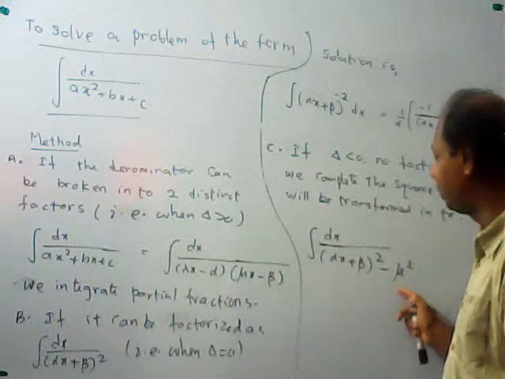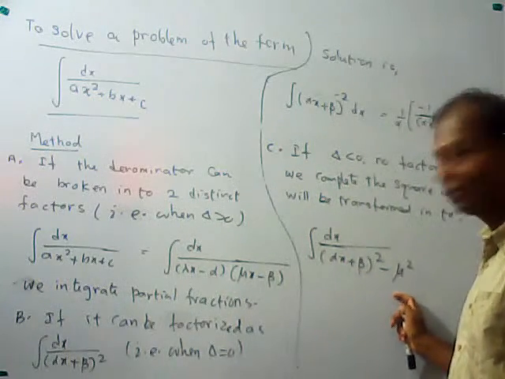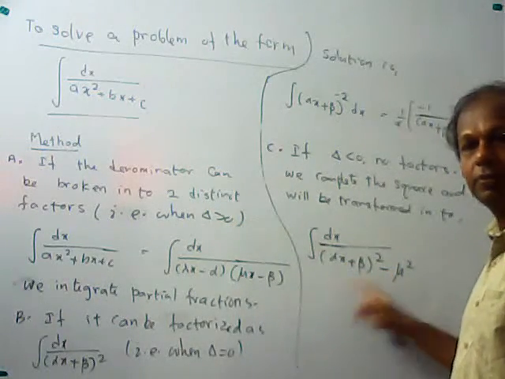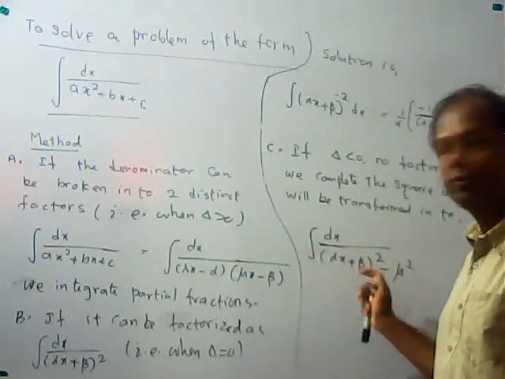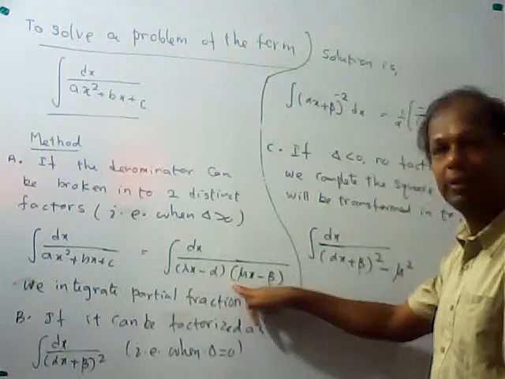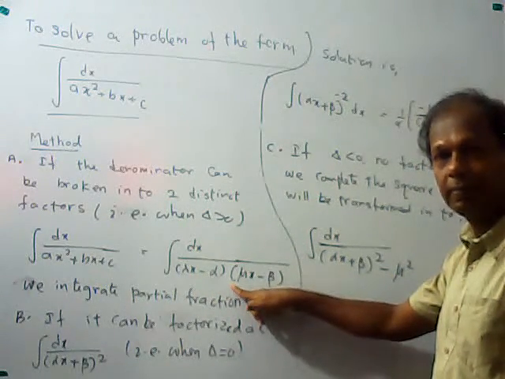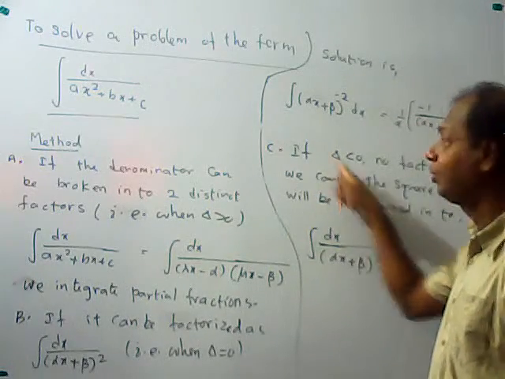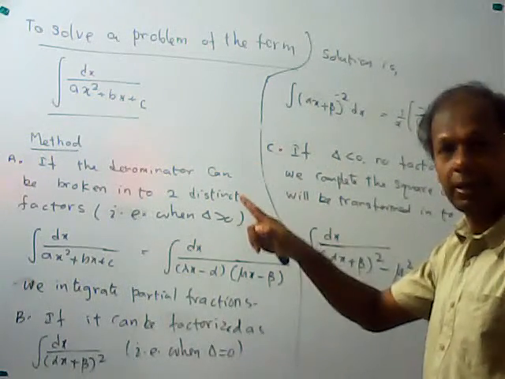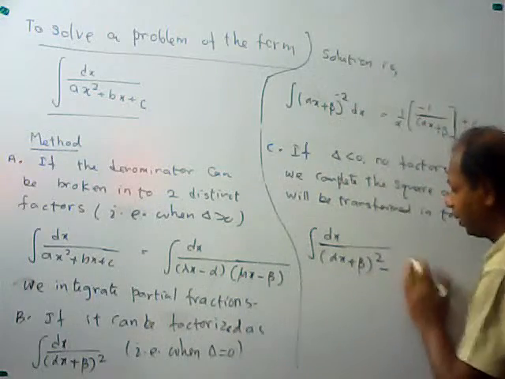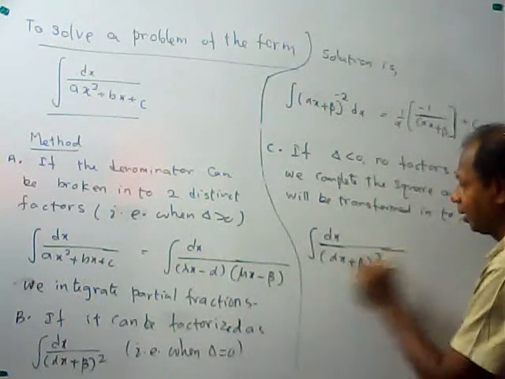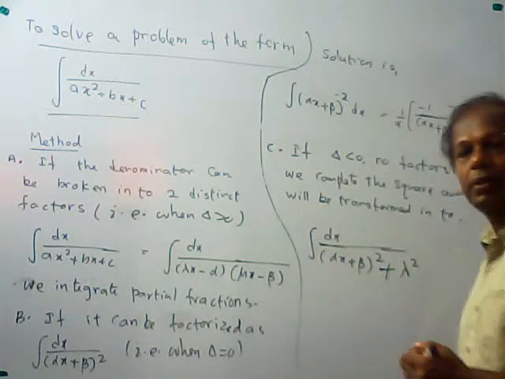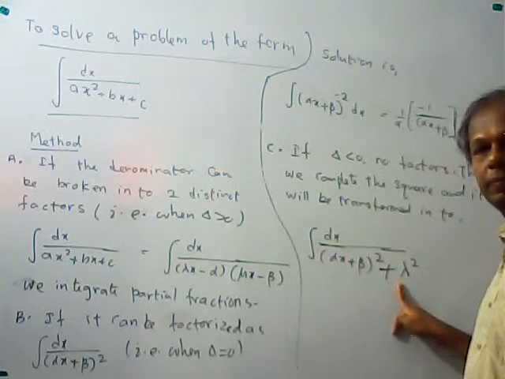So ultimately, you will end up with two factors. If delta is greater than 0, you get a negative number here. Then a difference of squares will give two distinct factors. But in the case where delta is less than 0, that means you can't factorize it. No factors are there. So you should end up at something like alpha x plus beta squared plus lambda squared. It has to be a positive constant here, right?